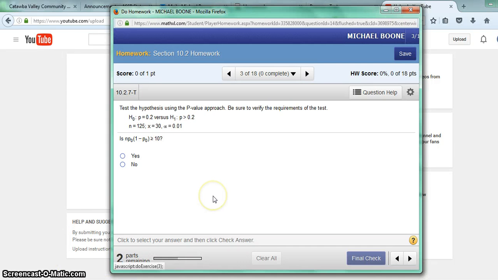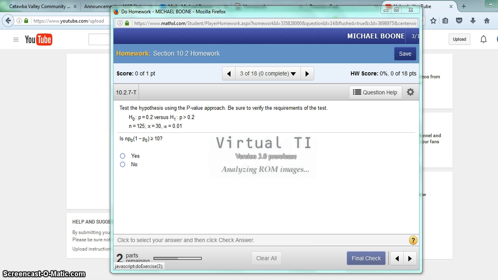Alright, in chapter 10, section 2, we're looking at hypothesis testing with proportions. So, there's a couple requirements that you have to make sure are satisfied before you can use this test. The first one is n times p times 1 minus p has to be greater than or equal to 10. So we could verify that pretty quick.